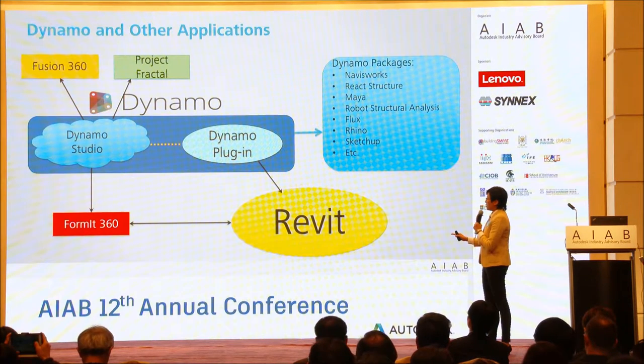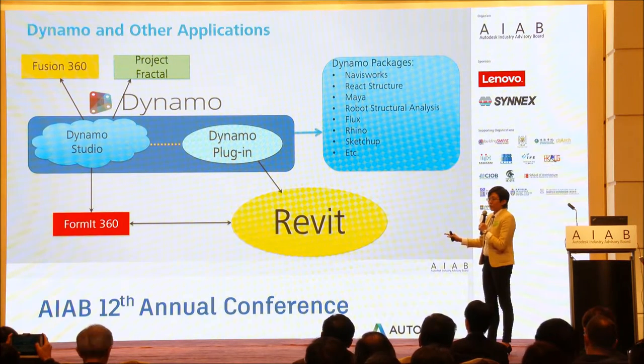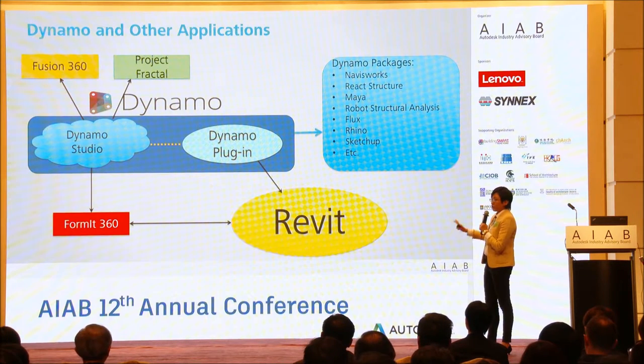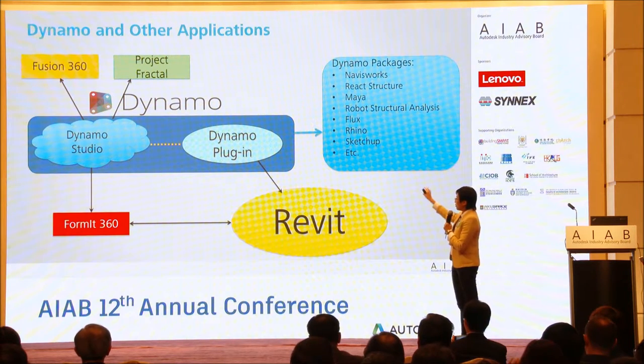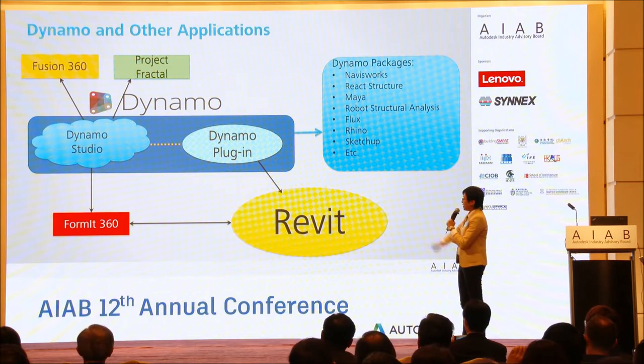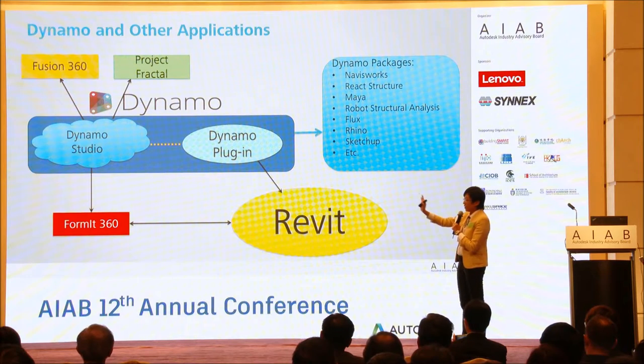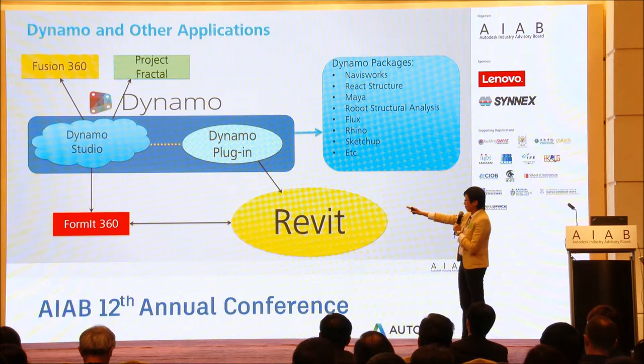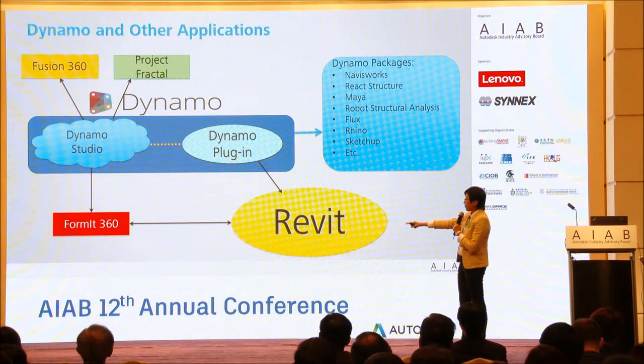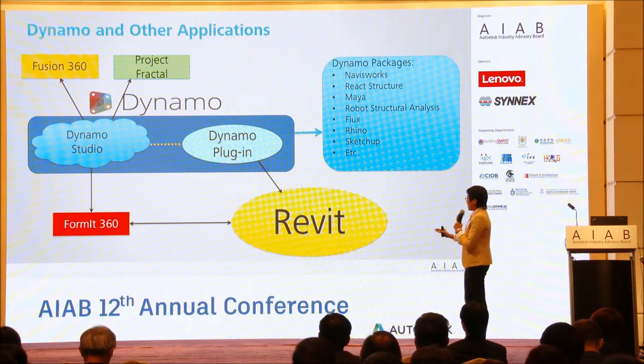This diagram shows a big picture of Dynamo and other software applications. In the middle, the blue rectangular box is Dynamo, in two different formats. One is Dynamo for Revit, the plugin, and the other one is Dynamo Studio, a standalone program, which can use cloud functions to connect with Formit 360, Fusion 360 and Project Fractal.